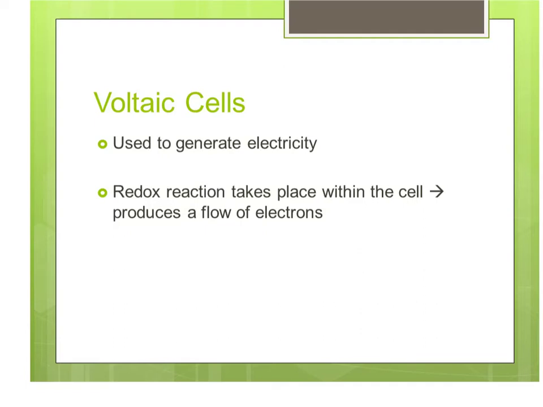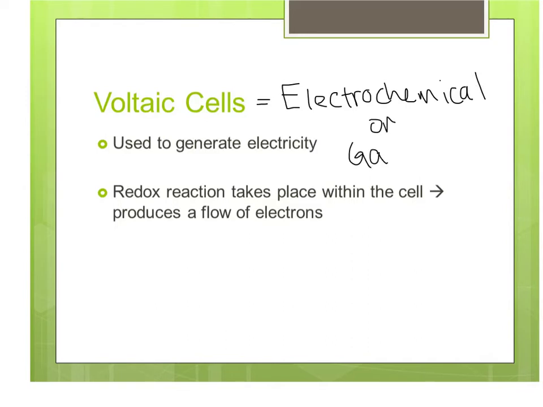This video is going to focus on voltaic cells. It's important to note that voltaic cells are sometimes called electrochemical cells, or sometimes you'll see them referred to as galvanic cells. So all of these names are equivalent. Voltaic cells are used to generate electricity from chemical reactions. What happens is the redox reaction takes place within the cell, and that produces a flow of electrons, which produces electricity.